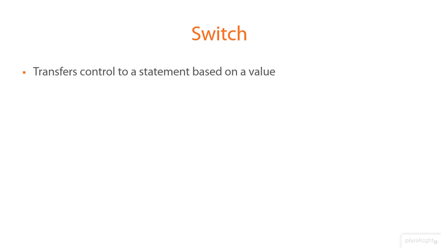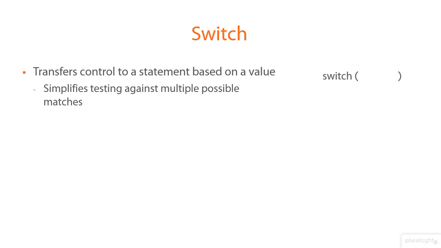Switch transfers control to a particular statement based on a value. And really what its purpose in life is to simplify the idea of testing against multiple matches. So you set up the switch keyword, you put in the value you want to test. Notice this is not a condition, right?